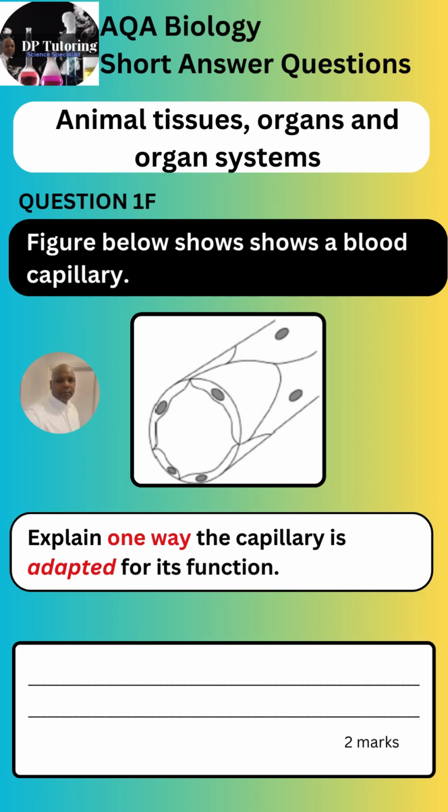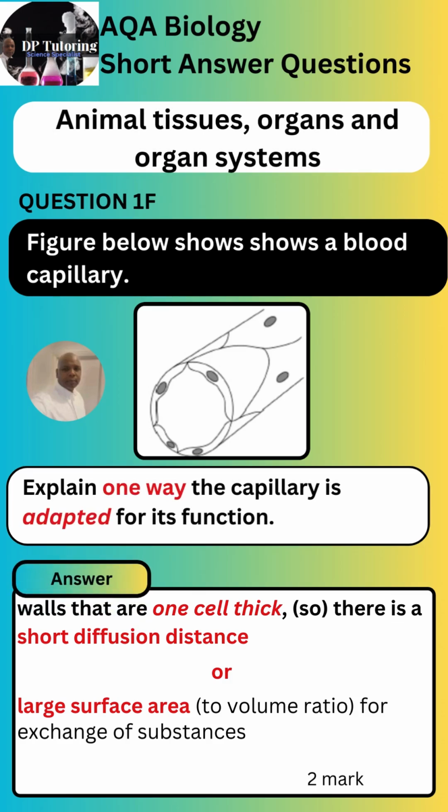The next part of the question provides you with a diagram of a capillary. AQA asks you to explain one way how the capillary is adapted for its function. When we ask or speak about adaptation, we are asking you to identify one structure that the capillary has that will allow it to carry out its function effectively. The correct answer for one way the capillary is adapted for its function is on the screen. We can say that the capillary is one cell thick, so that there's a short diffusion distance, or we could say that the capillary has a large surface area to volume ratio for the exchange of substances. At this point, I would recommend to pause the video and review before you continue.